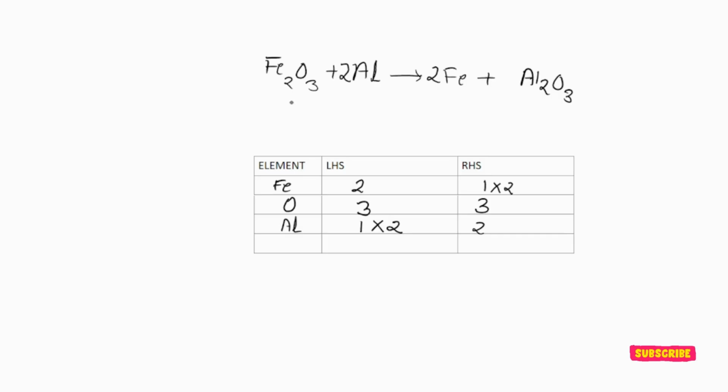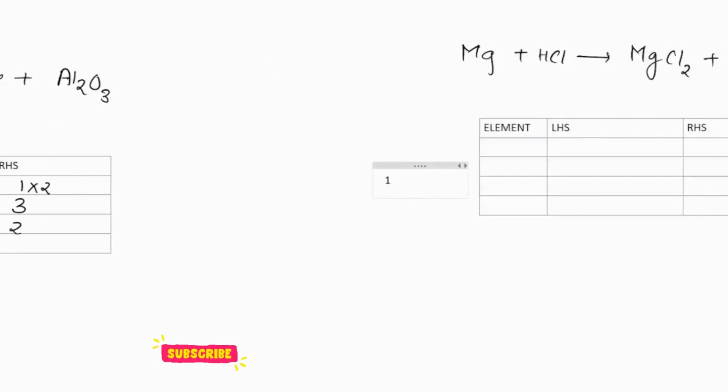Now you will see that the given chemical equation, see here. Iron 2, iron 2. Oxygen 3, oxygen 3. Aluminium 2, aluminium 2. So the given chemical equation is a balanced equation. So students, this is a very easy way to balance the given chemical equation.